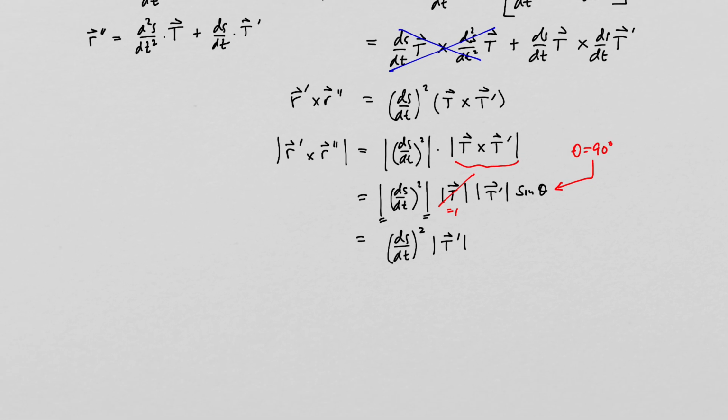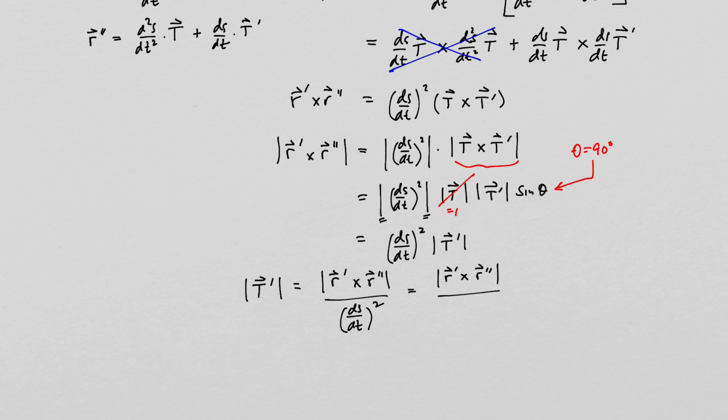And so what we have in the end here is the magnitude of T prime is equal to the cross product of r prime and r double prime divided by ds dt squared. But this is equal to the magnitude of r prime crossed with r double prime divided by the magnitude of r prime squared, because remember, the magnitude of r prime is ds dt.